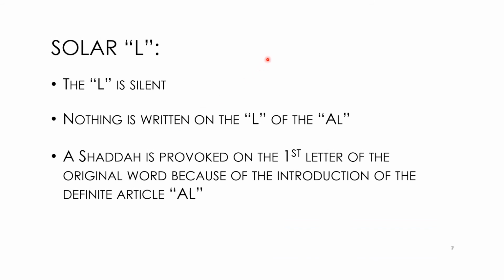Let's have a closer look at the solar lam of the definite article. The lam sound, the L sound, is silent. It will not be pronounced. Nothing is written on the lam of the definite article, and more importantly, a shadda is provoked on the first letter of the original word because of the introduction of the definite article L.